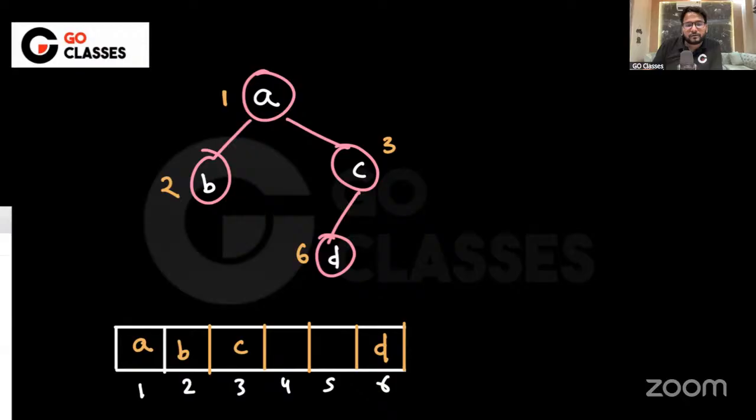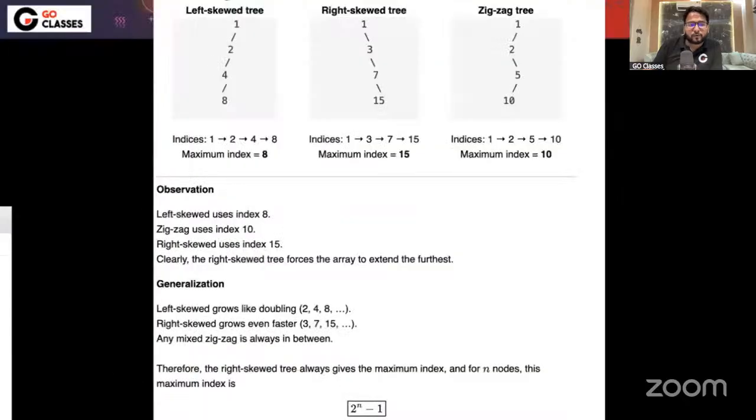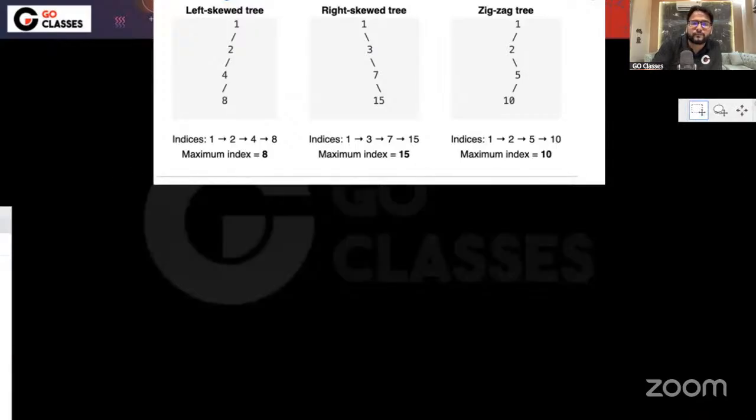So see here, let me just tell you. Suppose you have these three cases. I've written these three cases.